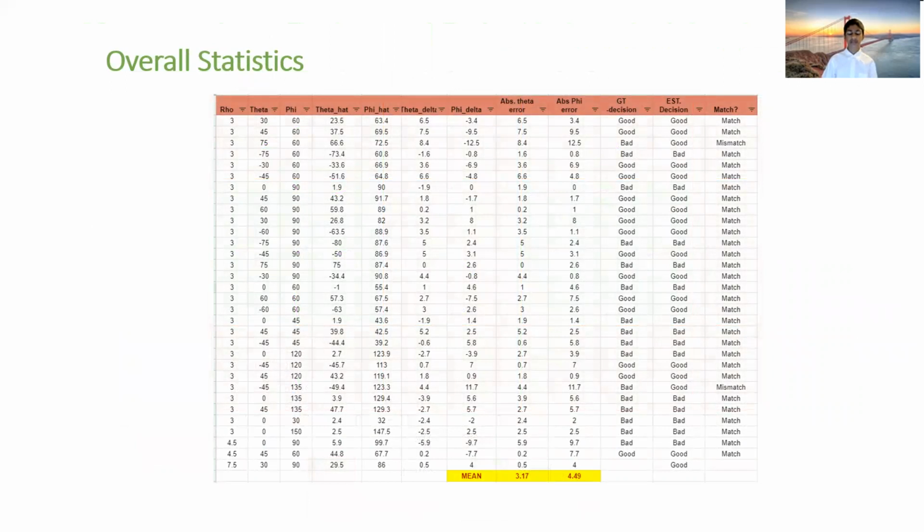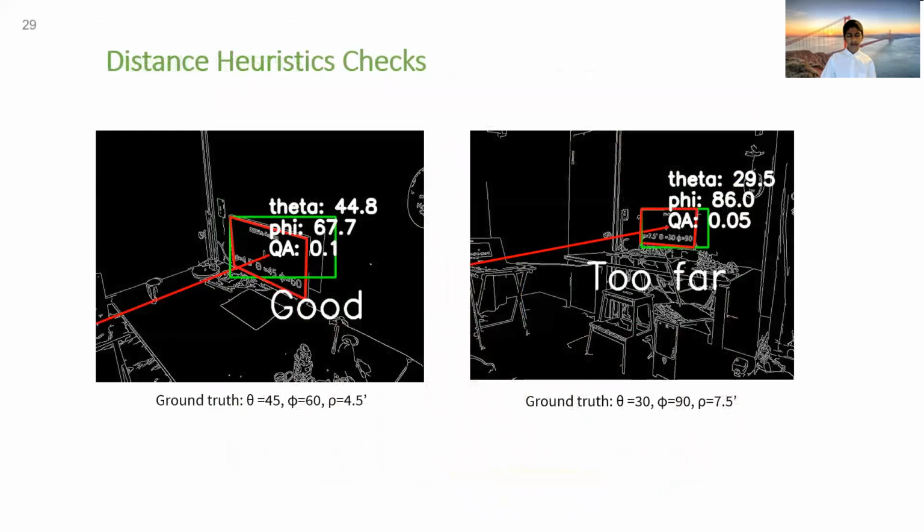Our overall statistics look very promising, as the mean estimation error in theta is 3.17 degrees, and that in phi is 4.5 degrees. So overall, we are able to estimate both angles with less than 5-degree error. Our decision was based on these estimates, which was wrong in 2 out of 51 settings, indicating a 96% accuracy. We also did distance heuristic checks to identify cases where the computer screen is too far away from the camera, as in the right shown here.